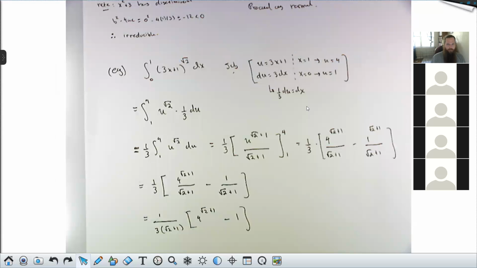Questions on this? Would the answer above the final be acceptable? This would be acceptable. Yep. I would like to see that you know that any power of 1 is 1. So if you gave me this, I probably wouldn't take points off, but I would make a little note here.